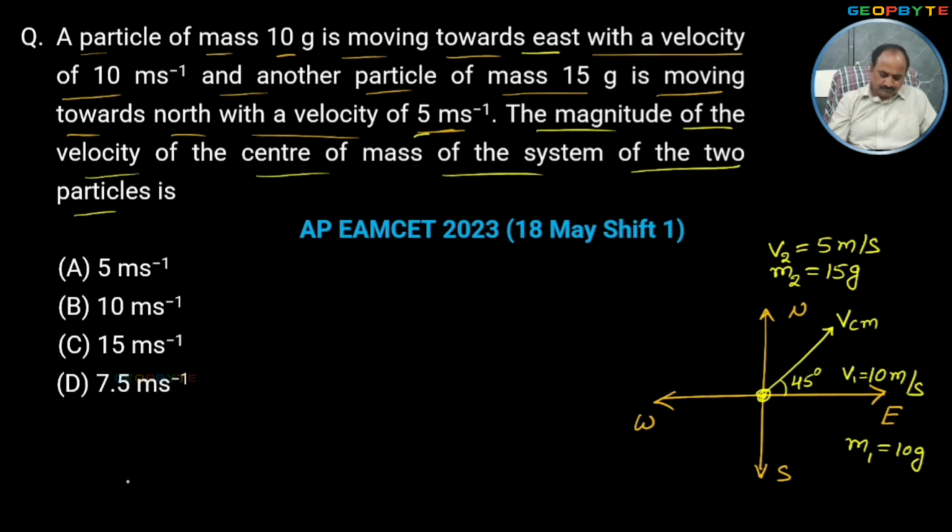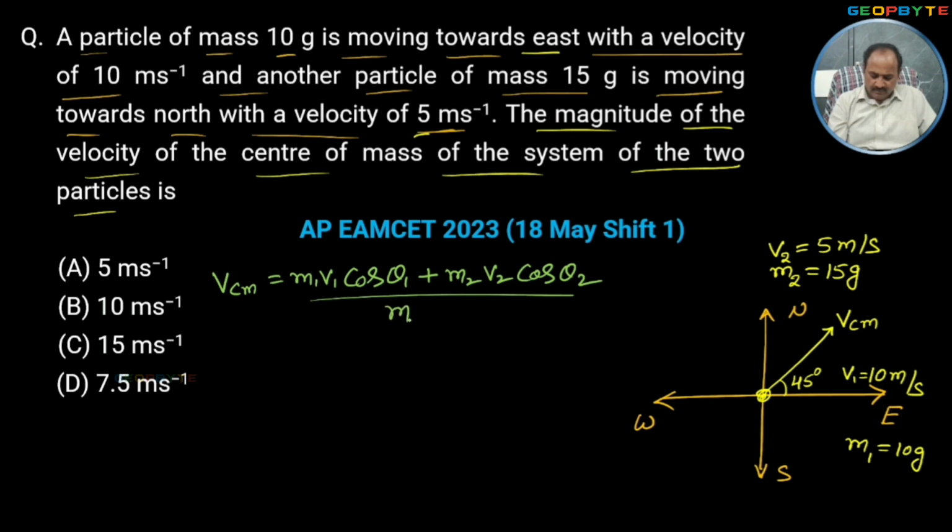As you know, velocity of the center of mass is equal to m1 v1 cos theta 1 plus m2 v2 cos theta 2, divided by m1 plus m2. Here theta 1 equals theta 2, that is equal to 45 degrees.